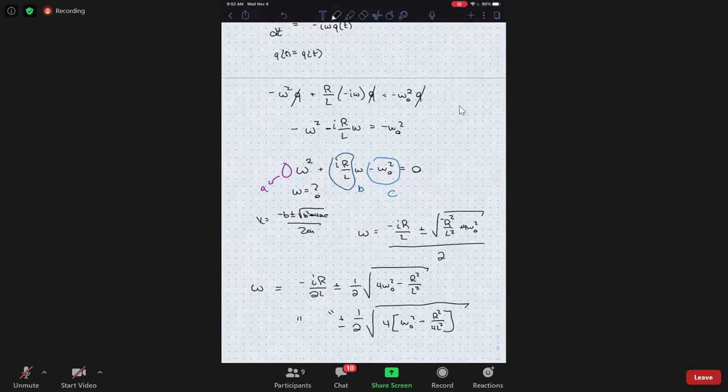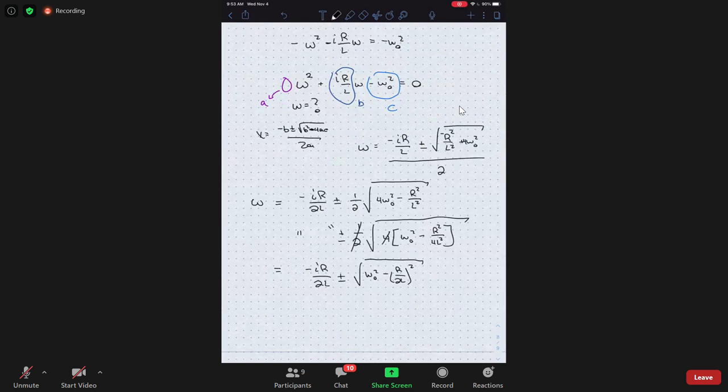So it gives me a 2, and then that cancels out with the 1/2 here. So this gives me minus iR over 2L plus or minus the square root of omega naught squared minus (R over 2L) squared. And I wrote that strategically because it looks the same as what's on the outside. So now I can call R over 2L something new. I'll call it omega prime.